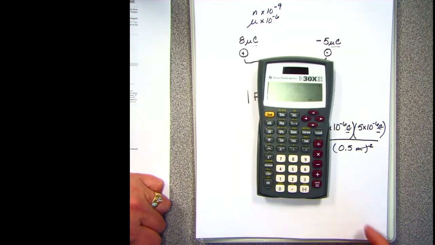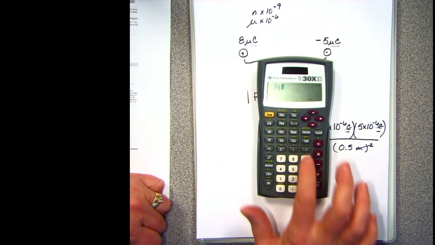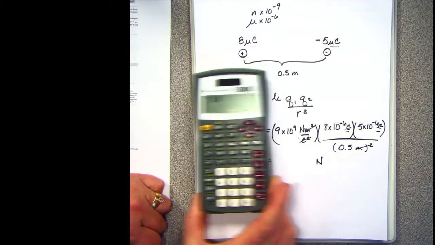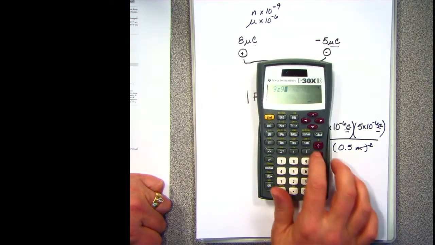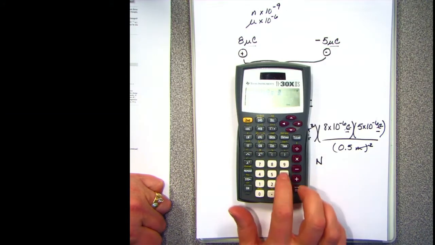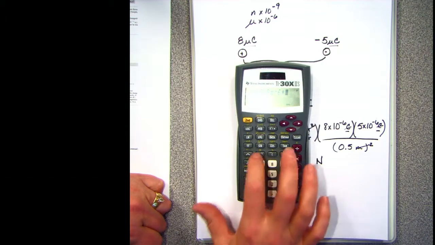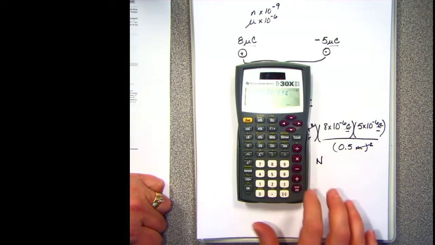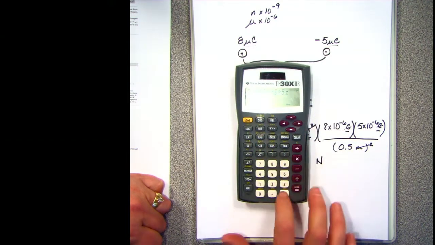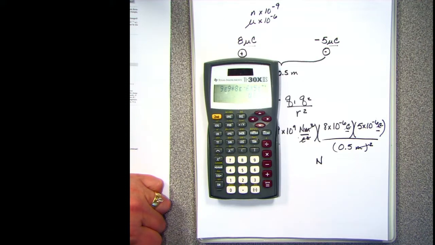So I've got my calculator on. I'm going to do my 9 double E, and it's to the 9th. So there's that one. Times 8 double E to the minus 6 times, oops, clear. I want to do 5 double E to the minus 6. That gives me my top. Okay? That gives me my top.